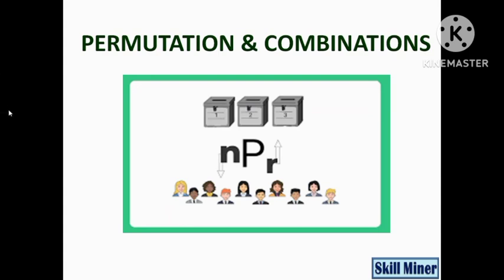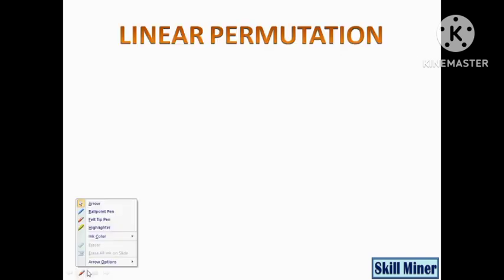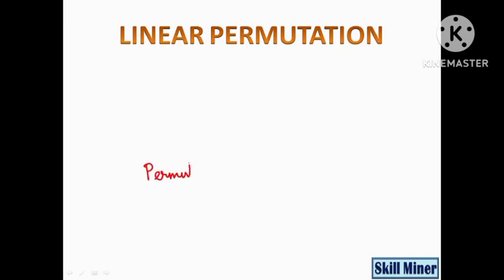Today we are going to see the topic permutation and combinations. Now first I am starting with the topic linear permutation. The topic permutation is divided into two models. First model is linear permutation. Second model is circular permutation.